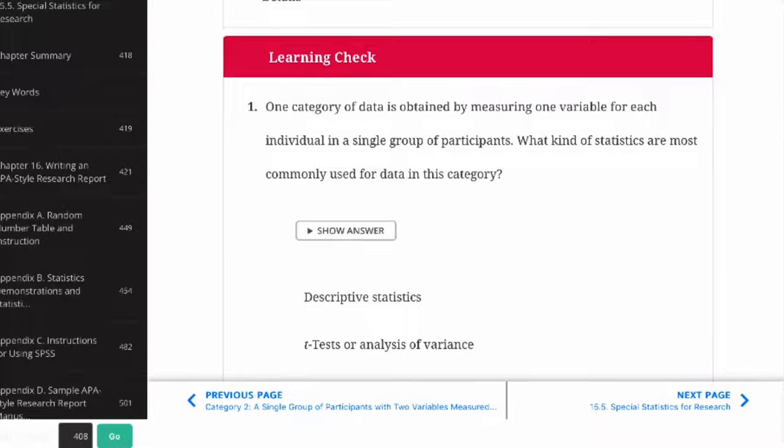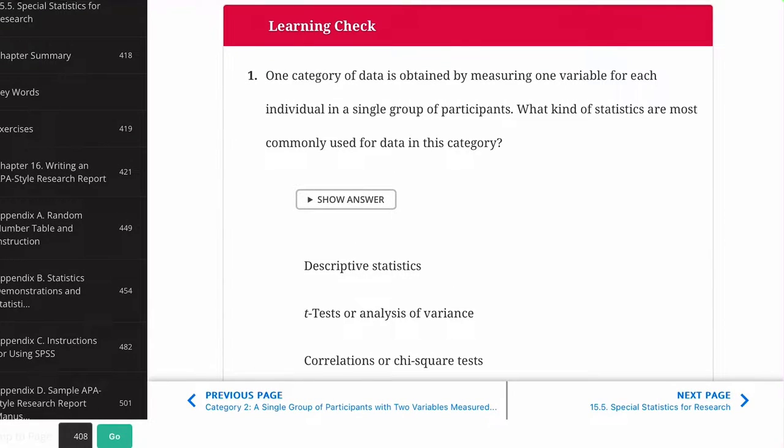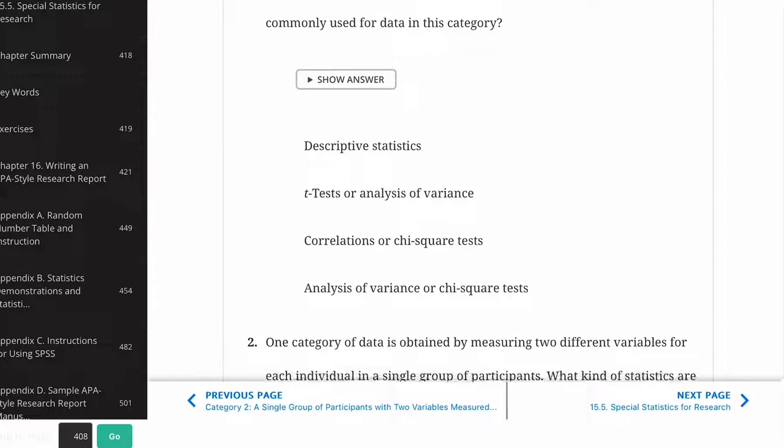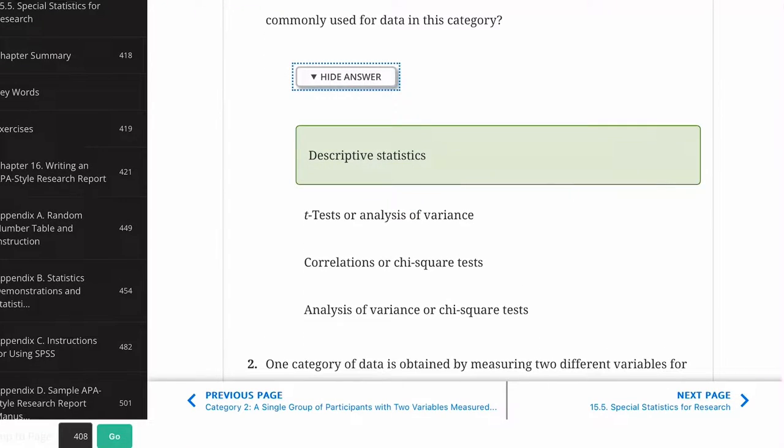And then we have our learning check really quickly. One category of data is obtained by measuring one variable, and it's just a single group of participants. So what kind of statistics are we going to use? It's just one variable, one group of participants. There's no comparison, there's no relationship. So that has to be descriptive, right? There's nothing to compare, it's just one variable measured. So it's descriptive statistics.